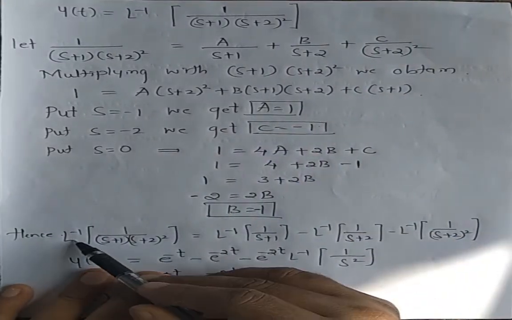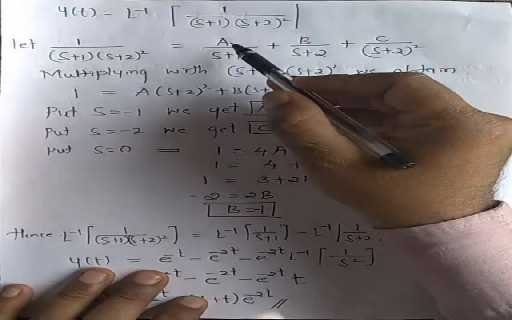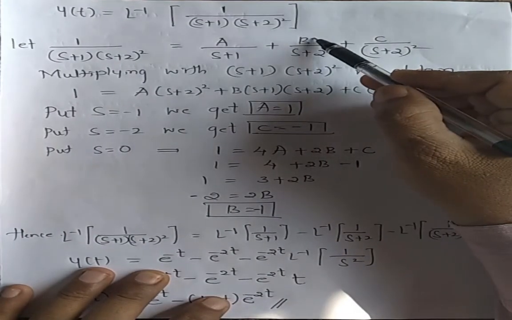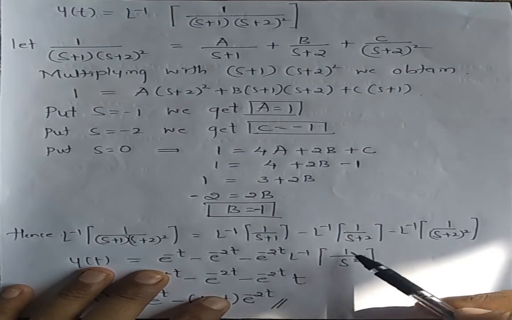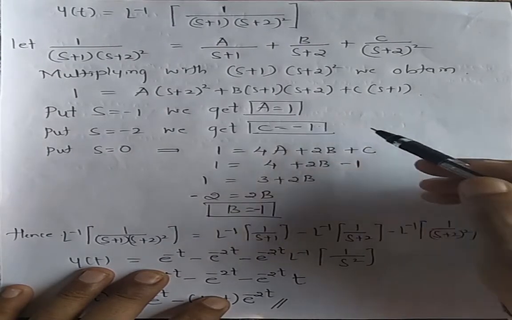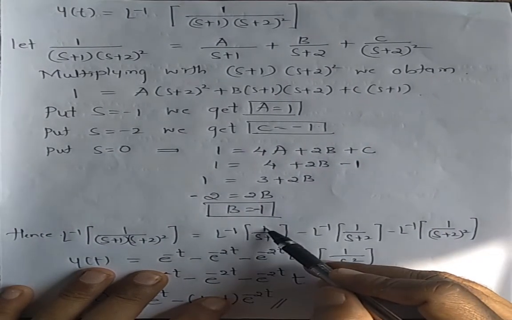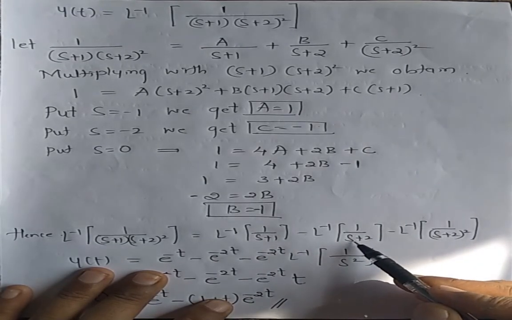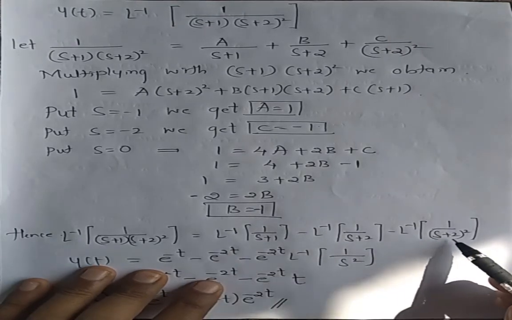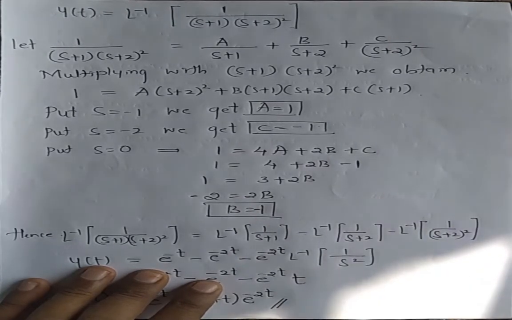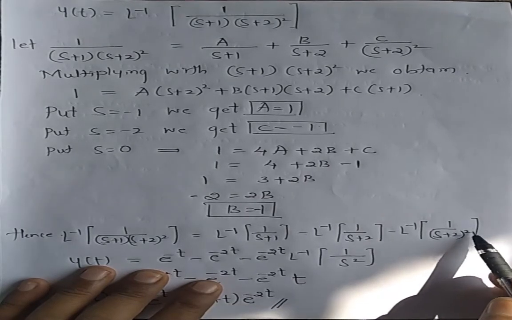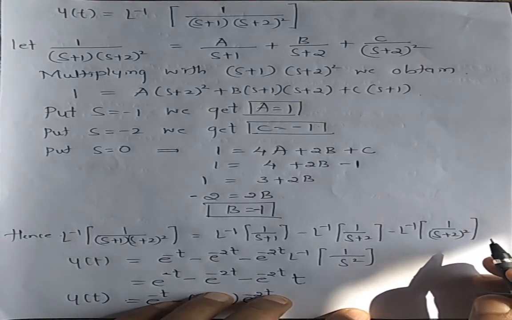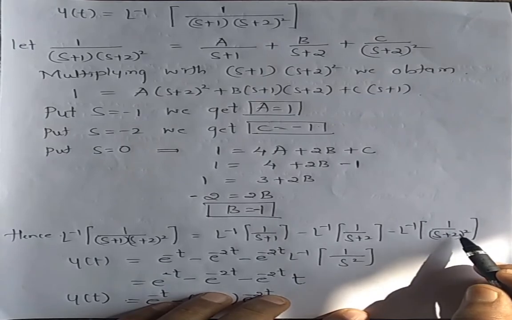So apply Laplace inverse: Laplace inverse for a, which is 1, so 1 divided by s plus 1, minus Laplace inverse of b, which is minus 1, and then the last one, c is minus 1. Laplace inverse of 1 divided by s plus 1 is e raised to minus t. Laplace inverse of 1 divided by s plus 2 is e raised to minus 2t. When you go for Laplace inverse, if it is single, you will get an exponential. If it is double, there is a rule: the shifting property.